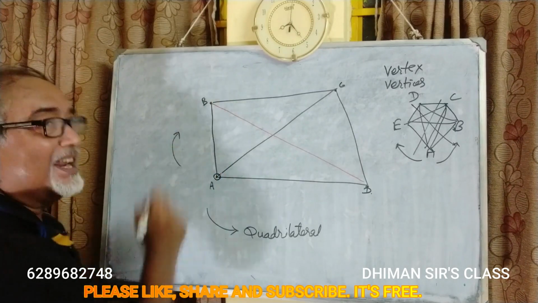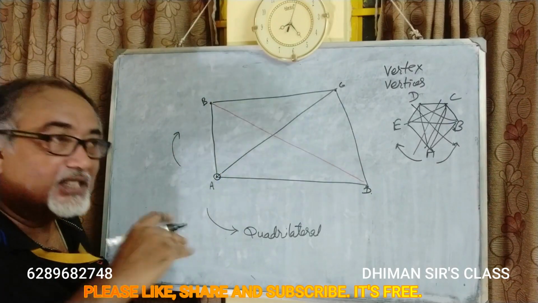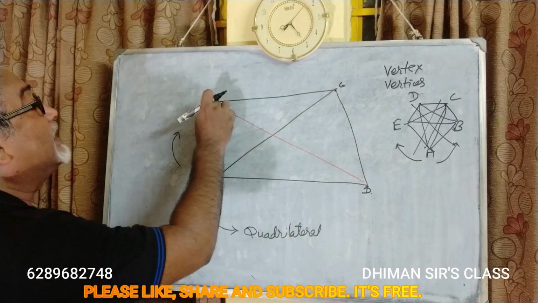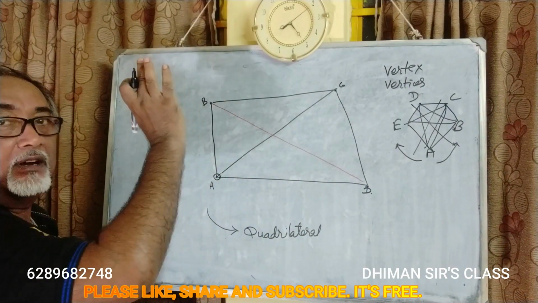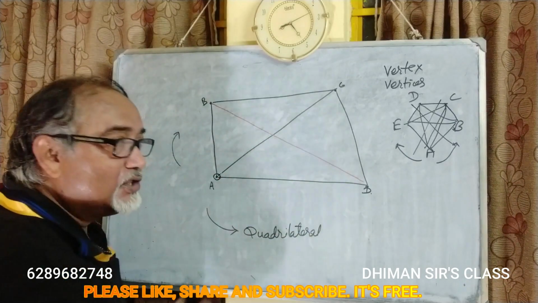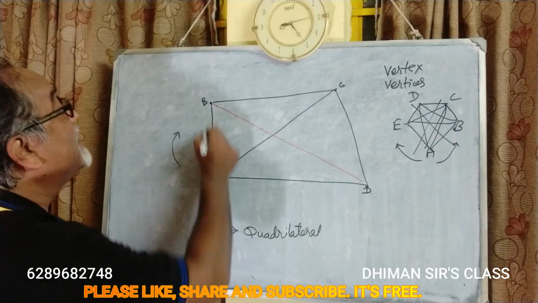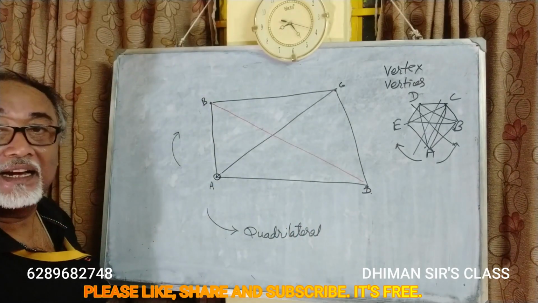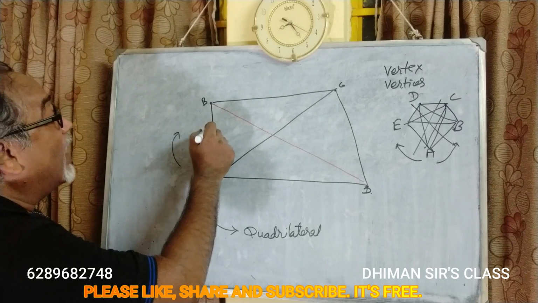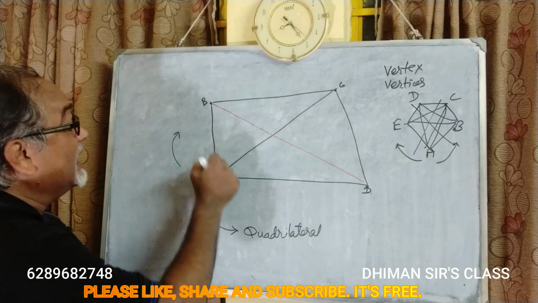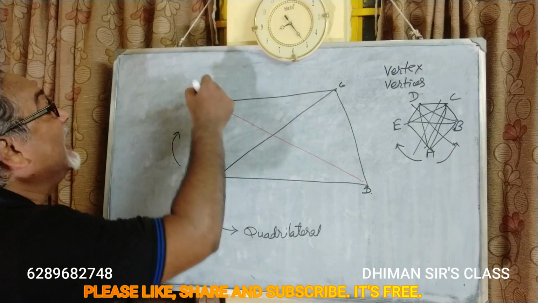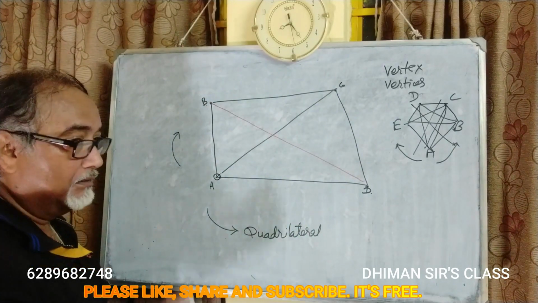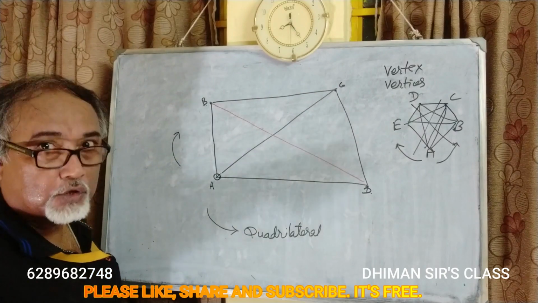From A to B, can we draw? Just now I said in the definition, skipping the neighboring vertex. So what is the neighboring vertex of A? B is the neighboring vertex. Even D is also a neighboring vertex. So AB is not a diagonal and AD is also not a diagonal. So how many options are we skipping? AA, AB, AD. 3 options we are missing. We cannot draw a diagonal.